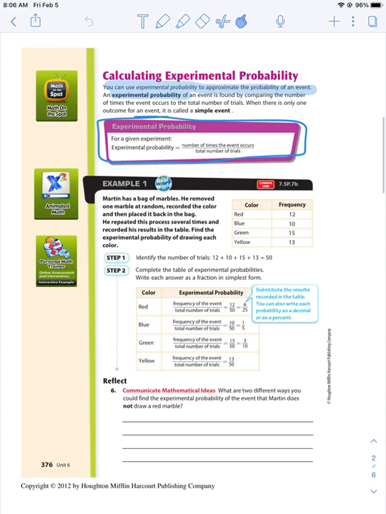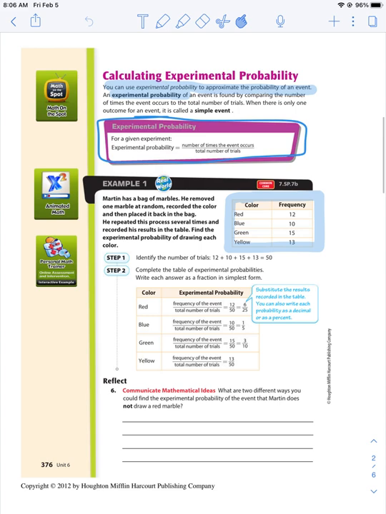All right, let's check out our first example. Martin has a bag of marbles. He removed 1 marble at random, recording the color, and then placed it back in the bag. He repeated this process several times and recorded his results in the table. Find the experimental probability of drawing each color. All right, so it looks like there were red, blue, green, and yellow marbles in the bag. He pulled a red marble 12 times, a blue marble 10 times, a green marble 15 times, and a yellow marble 13 times.